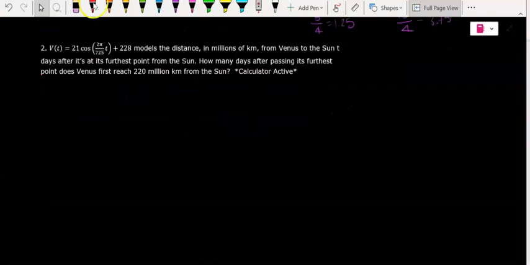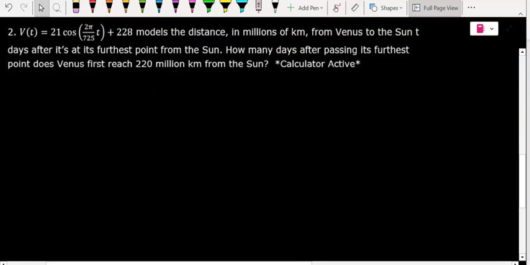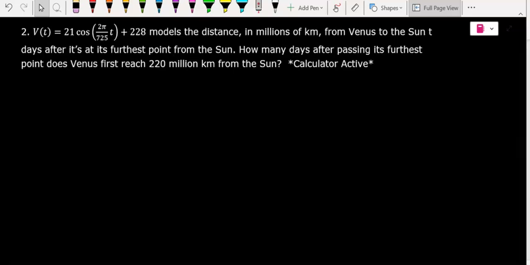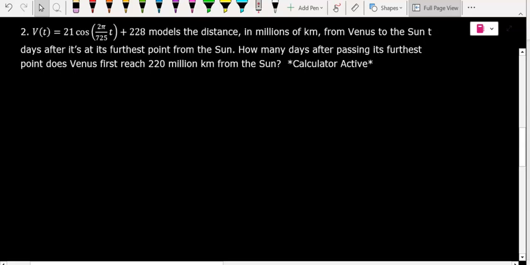All right, let's go. We're going to try this one now. So this one right here, it's a little bit different. It says that it models the distance in millions of kilometers, the equation that I'm given, from Venus to the sun, T days after its furthest point from the sun. How many days after passing its furthest point does Venus reach 220 million kilometers from the sun?